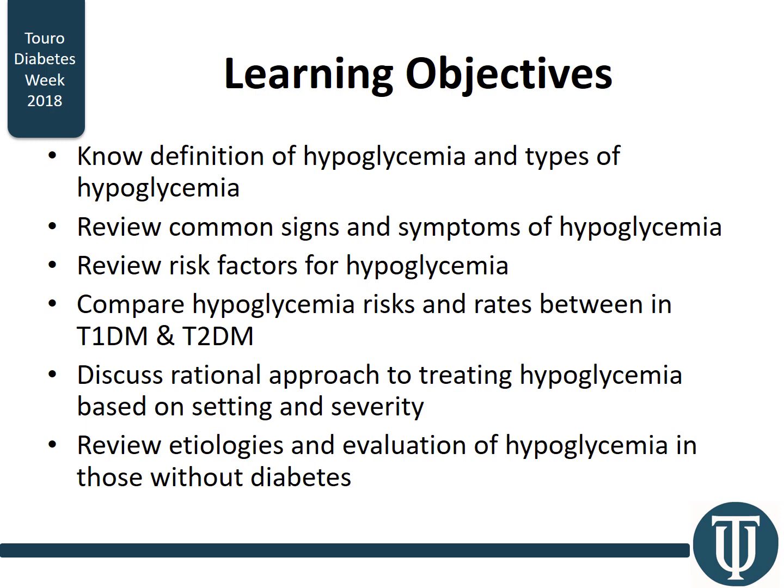Here are the learning objectives for today's session. We'll be talking about the definition and types of hypoglycemia, signs and symptoms of hypoglycemia, and learn a little bit about the risk factors. We'll be able to compare and contrast type 1 versus type 2, both in risk and rates. We'll talk about a rational approach to hypoglycemia based upon the setting it occurs in and the severity of the hypoglycemia, and then evaluate etiologies and the evaluation of hypoglycemia when it occurs outside of diabetes.